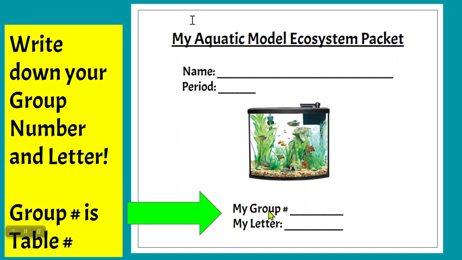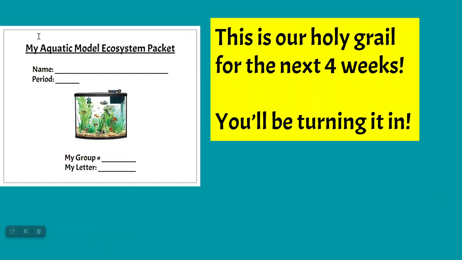All right, so once you've decided what letter you are, put your letter down on the front of your packet, and your group number is just your table number, whatever table number you are at in your classroom. 1, 2, 3, 4, 5, 6, 7, or 8. Those are your options, and it should be written down on your baggie with your goggles. All right, so don't lose this. You're going to be turning it in at the end, but you'll need it for 4 weeks because we're going to take data often.